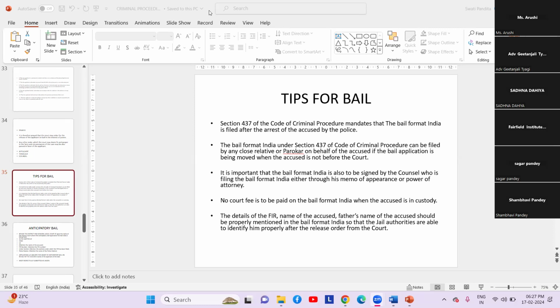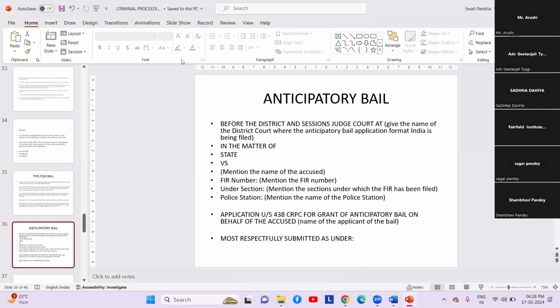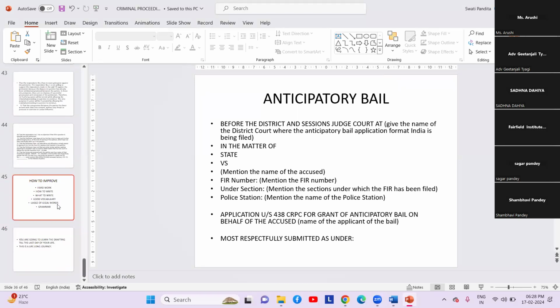Now, if the arrest has not happened, but there is an apprehension, then you can file anticipatory bail. There is the provision of anticipatory bail under section 438. This is just like how we dealt with the bail. Everything is similarly written in these slides also, so I'll be skipping it.